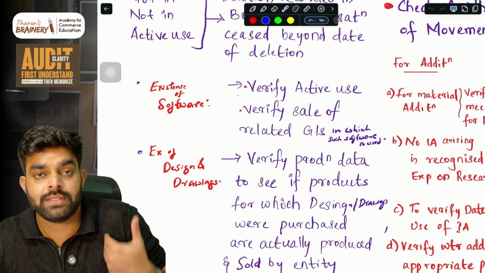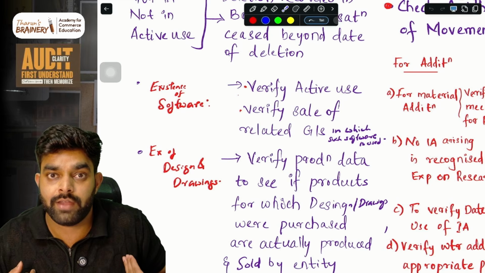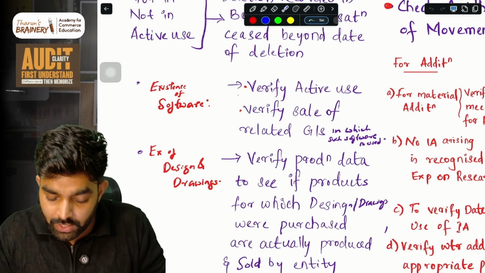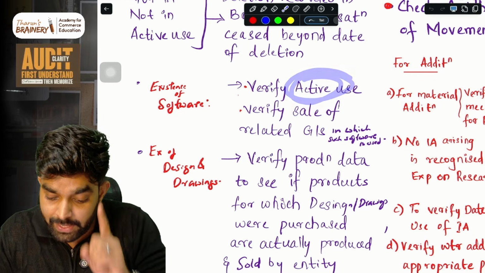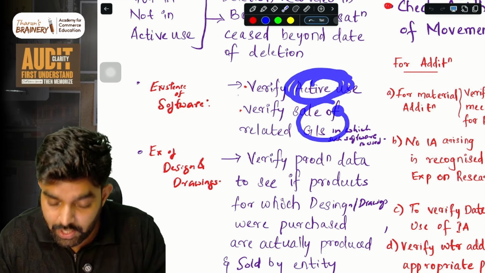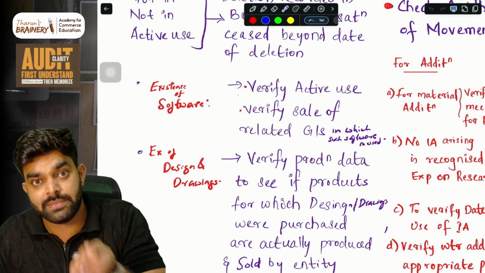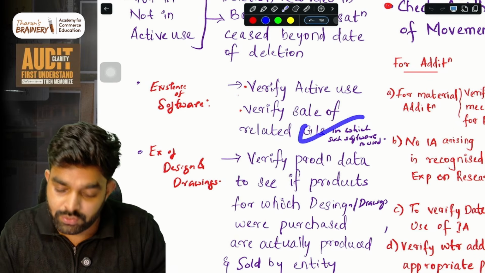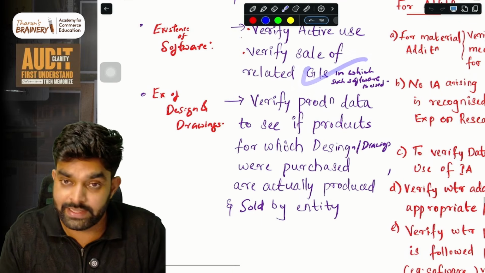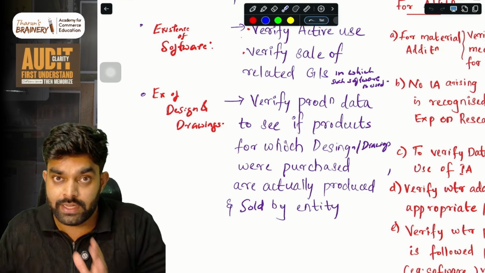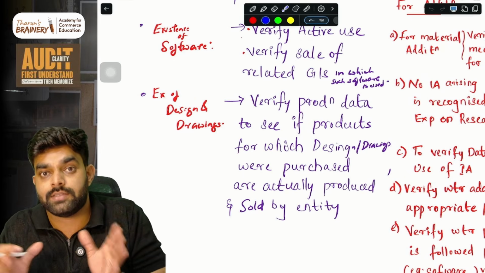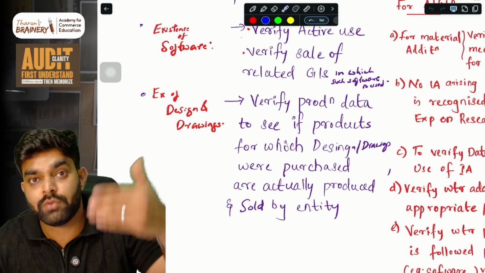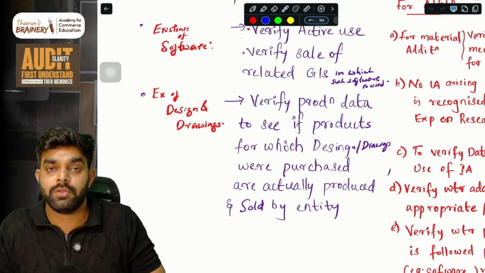For what purpose? Imagine I am a cloth manufacturer and I have a software for designing clothes. So verify whether I am actively using it, and also see what goods and services I am selling with the help of the software. Like from the software, I'm designing and I'm selling my clothes. Those are the goods. We can check that. Verify the sale of those goods, then that shirt whose design I have created with that software. Then only I can know whether I'm using that software.